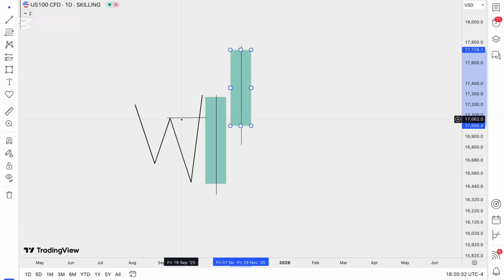And remember, I need to see all of this happening inside of a key level. Right? If you guys want a video on key levels, comment down below so I can drop that video for you guys. But yeah, I want to see a break and close like this.